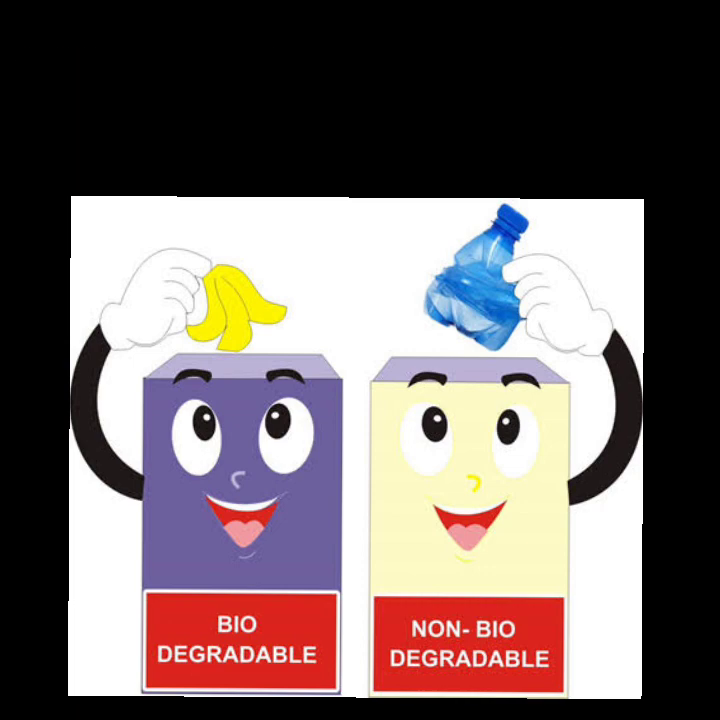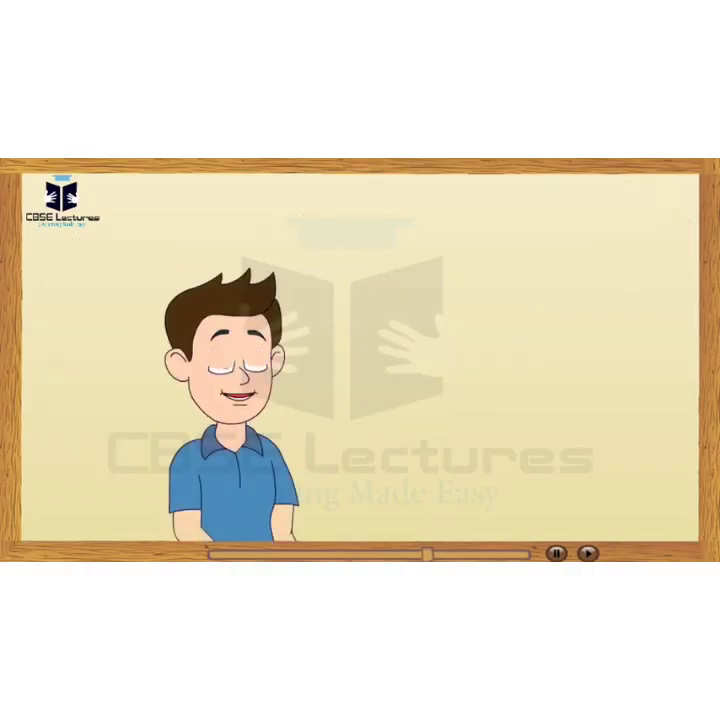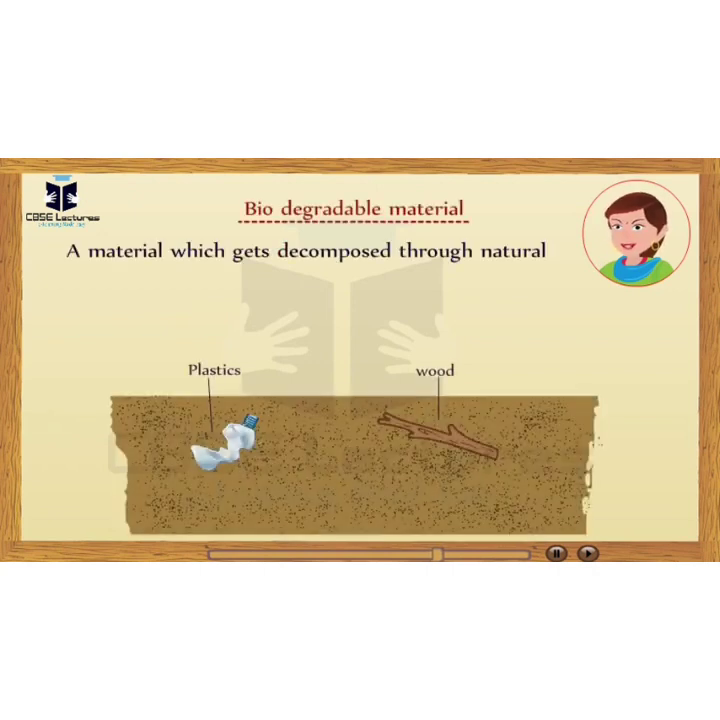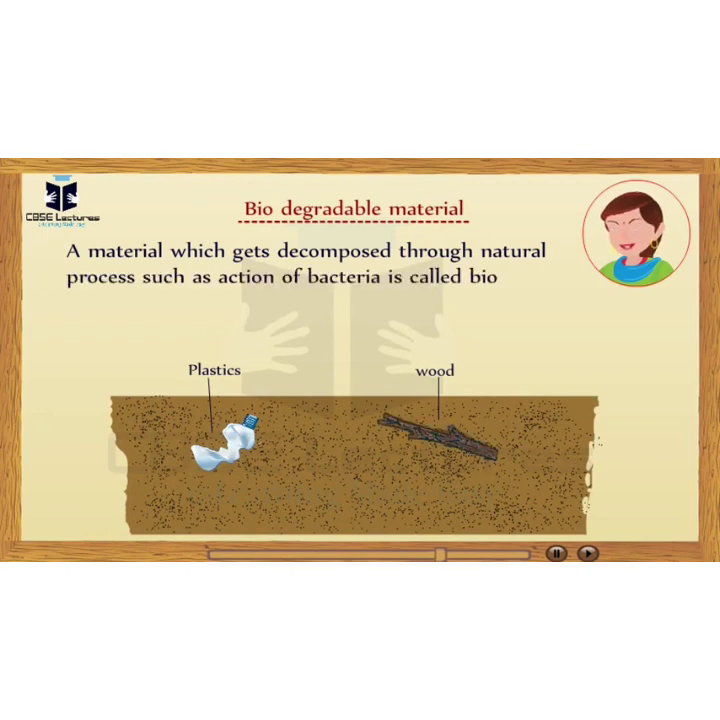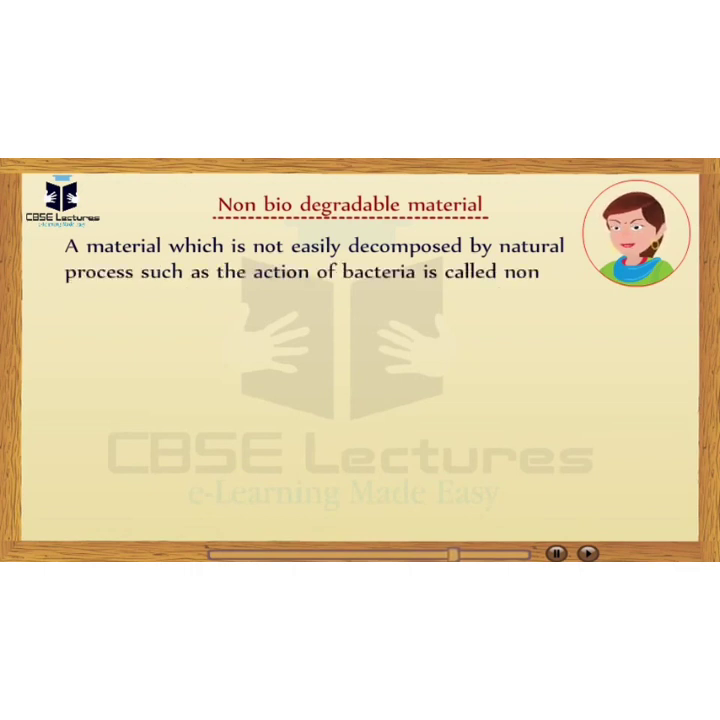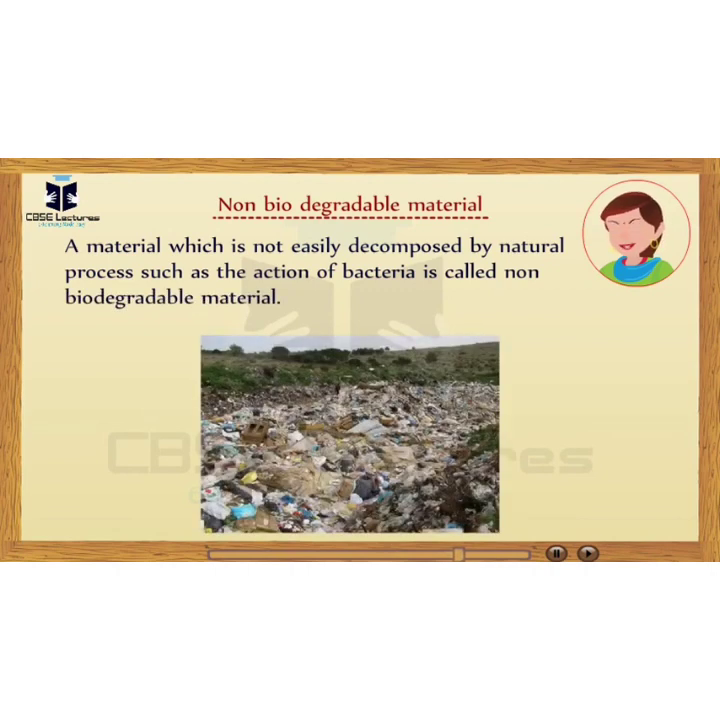Watch it keenly. Ma'am, what are non-biodegradable materials? Biodegradable and non-biodegradable material. Biodegradable material: a material which gets decomposed through the natural process such as action of bacteria is called biodegradable. Example, cloth, jute, paper, wood. Non-biodegradable material: a material which is not easily decomposed by the natural process such as action of bacteria is called non-biodegradable material and hence causes pollution.